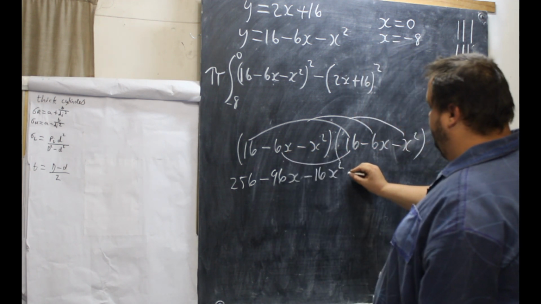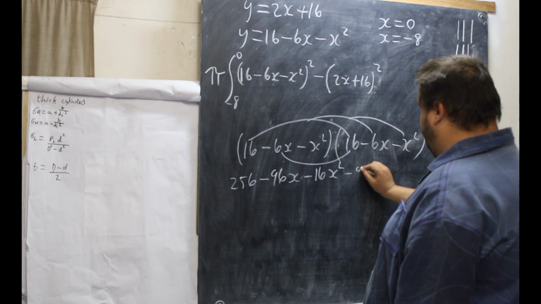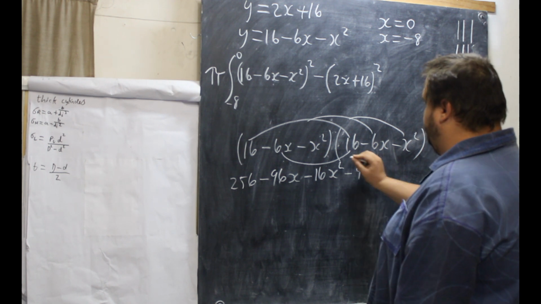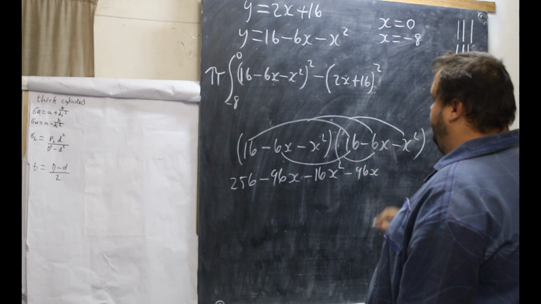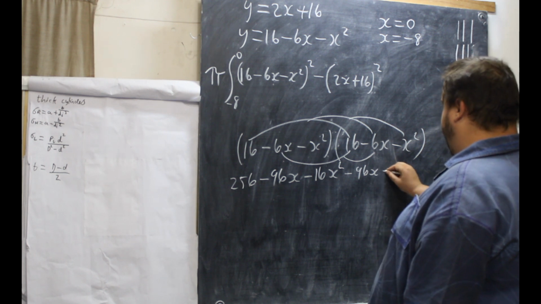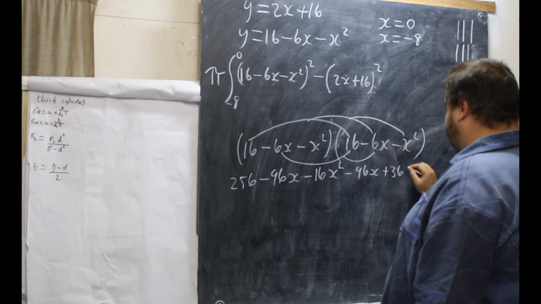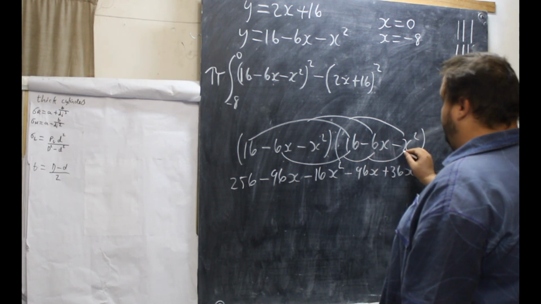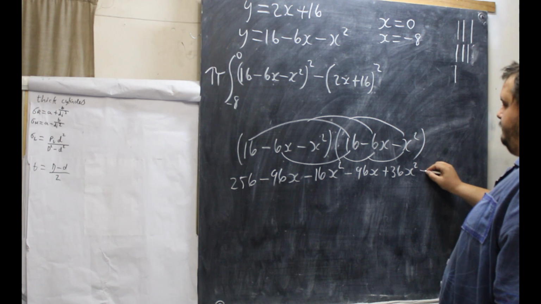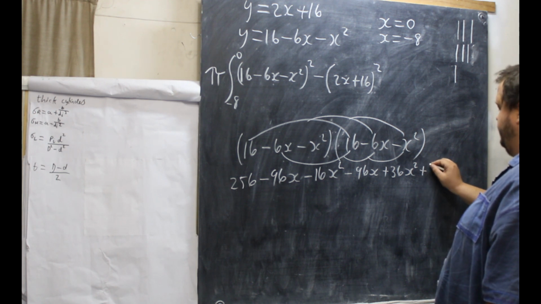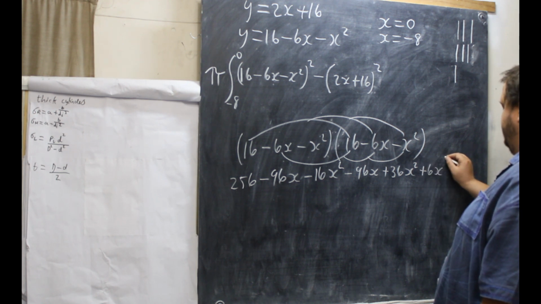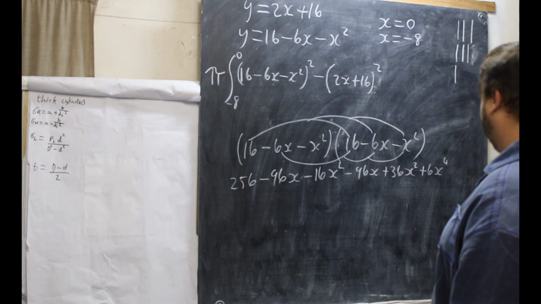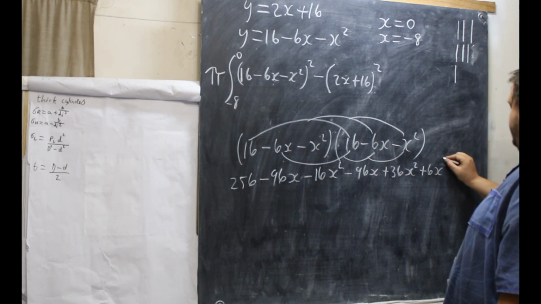Minus 6x times 16 is minus 96x. 6 times 6 is plus 36x squared. And then we have plus 6x to the power 4. To the power 3, sorry. To the power 3.